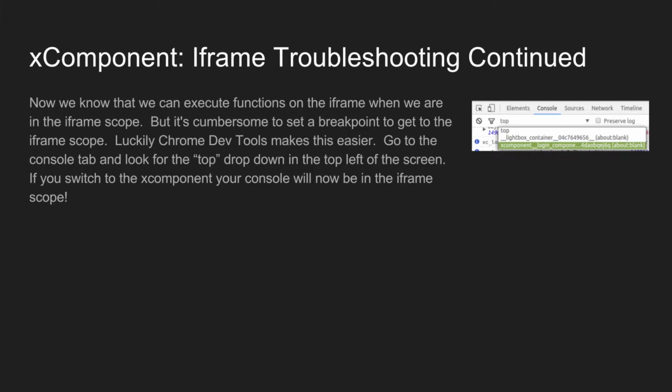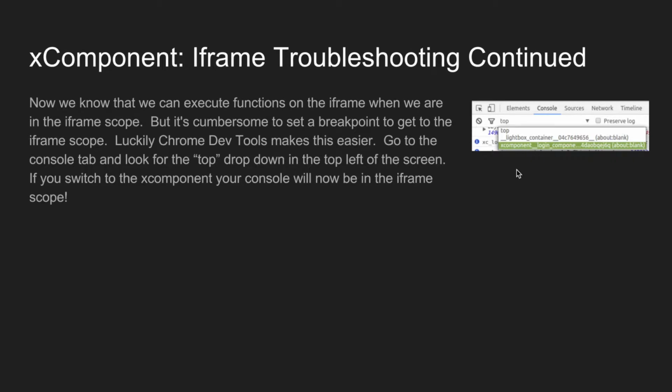Now that we know that we can execute these functions on the iframe scope when we're in the iframe scope, but it's kind of cumbersome to go and set a breakpoint to get to the iframe scope. Luckily, Chrome DevTools makes this easier. So if we go on to the console tab and we look for the top drop down in the top left corner of the screen, if you switch to the xComponent, your console will now be in the iframe scope. So you'll see this is what it looks like, and when you click the top, it has a drop down of all the other iframes that are on the page. So if there are a ton of iframes, there could be a ton of these.